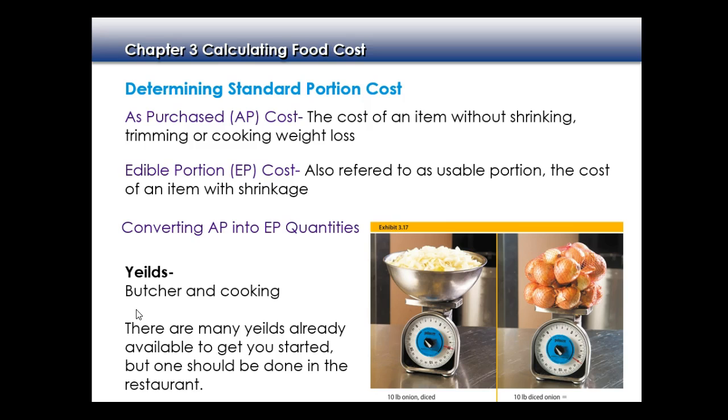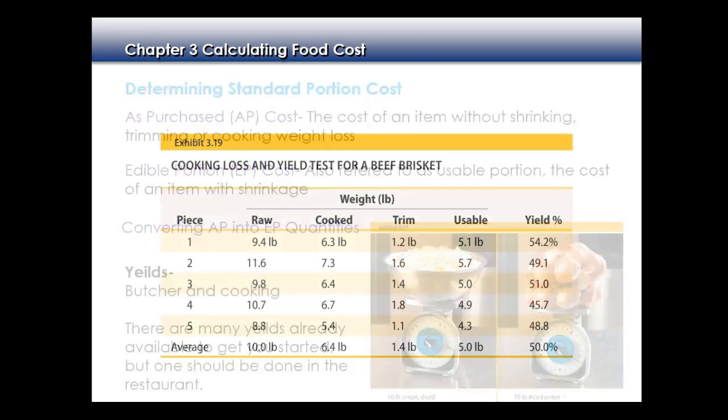Now converting the two, you do that with yields. There are different kinds of yields. We talked about yield earlier in the recipe, how many portions it yields. This is how much the meat or the vegetables are going to yield after it's trimmed or cooked. There are examples already out there for you of yield tests. The book talks about butcher yields and cooking yields, so that's a good place to get started. But once you're in the restaurant, you should have your chefs, or yourself, whoever's doing the primary cooking, do those tests themselves to see how accurate that is.